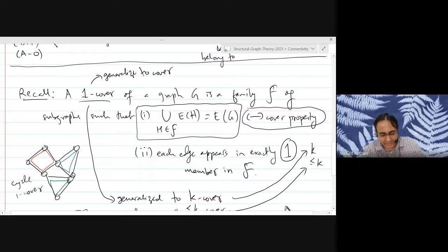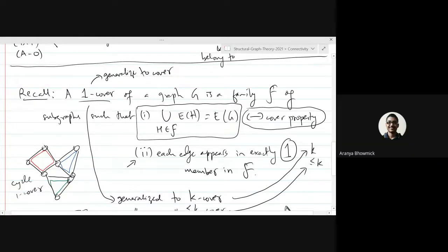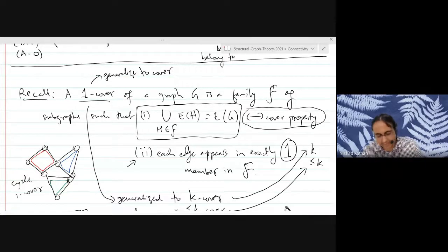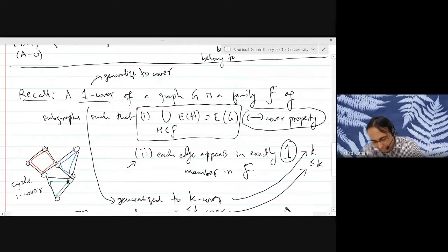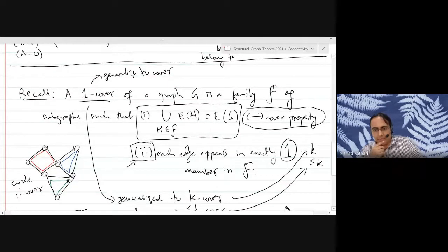So the edge disjoint is taken care of in property 2 when k is equal to 1. But now I have removed the edge disjoint and I have made it a second property so that I can generalize it. Actually, in the definition of a 1 cover, there is edge disjointness, but in the definition of simply a cycle cover, there is no edge disjointness. In the definition of a 1 cover, you have this property number 2, which is the same as saying edge disjoint. Each edge appears in exactly one member. So I have phrased it differently from how I phrased it before. Okay? Good.